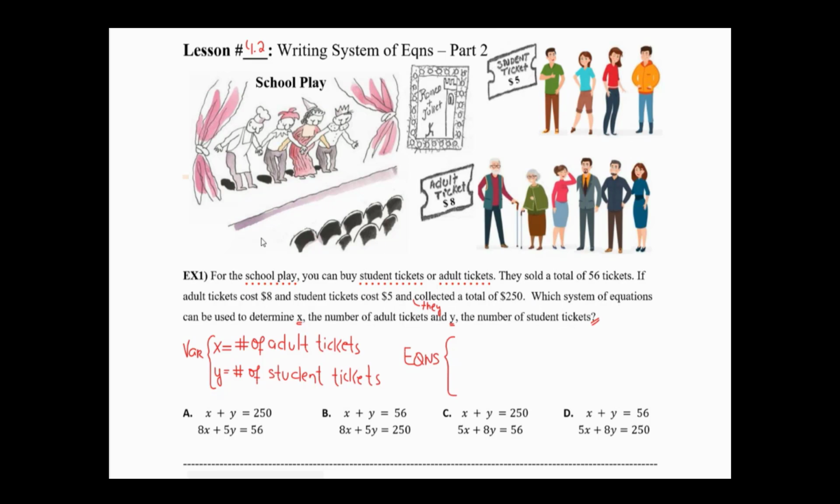So we have a school play, which is a performance at the school. Let's say Romeo and Juliet is being played, and they're going to sell two types of tickets: the student tickets, which cost $5, and the adult tickets, which cost $8. When they had this performance, they were able to collect a total of $250, and also they sold 56 tickets. These types of problems are what we call the classic quantity versus value problem.